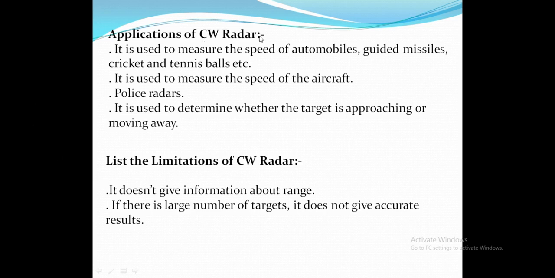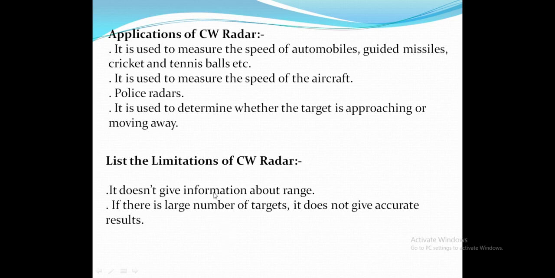Now the applications of continuous wave radar. It is used to measure the speed of automobiles, guided missiles, crickets and tennis balls, and also the speed of aircraft, and in police radars. It is also used to determine whether the target is approaching or moving away. These are all the applications of CW radar.